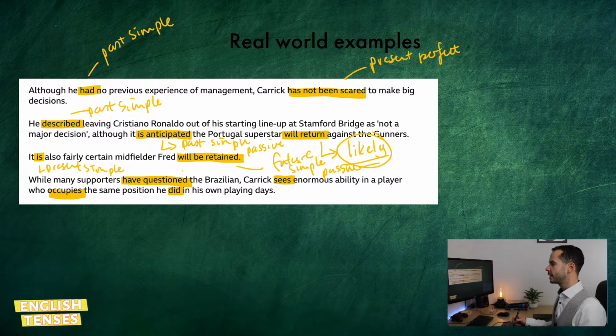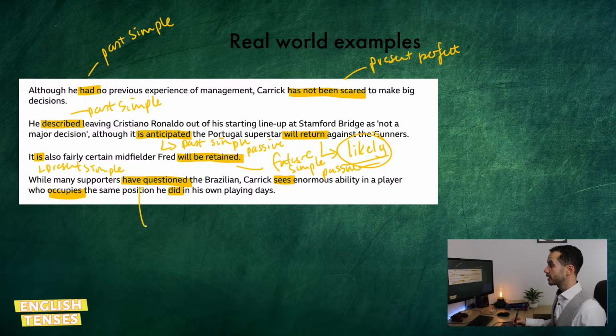Now this might be a case where using a different future tense or future instance, like to be going to or present continuous, might really influence the meaning of the sentence. Because if it was, it is also fairly certain midfielder Fred is going to be retained, or what else? Is retained, then it adds more certainty. Then we expect proof that this is going to happen. Whereas now, it's fairly certain, that also creates certainty, but then again we use future simple because it's not very certain. We don't know it for sure.